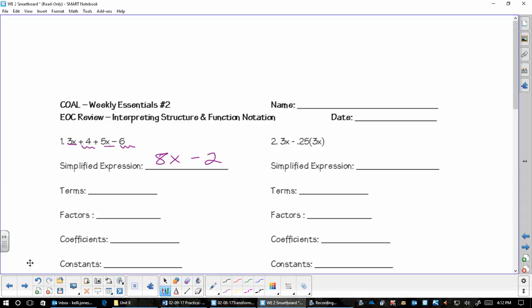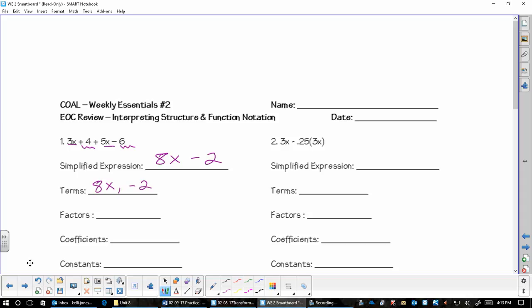Okay, so then I want to go through and do my terms. If you remember terms, the way that we can remember what a term is, terms are usually separated by plus and minus signs. Okay, so if I look, I've got 8x minus 2. So there's really two parts here. I've got 8x and I have minus 2.